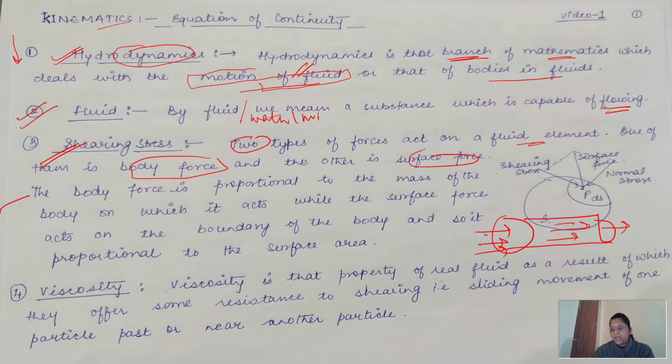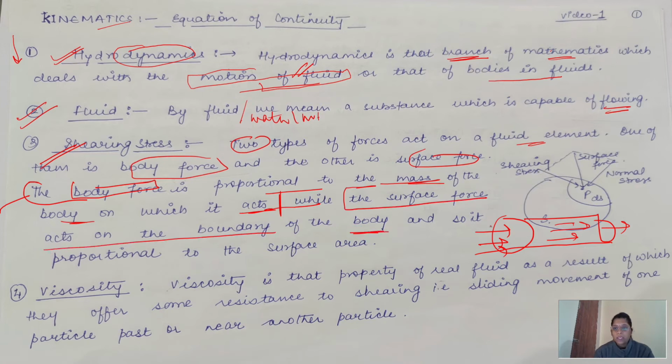It is like this: this is a pipe and water is flowing from one direction to the other. So what is body force? The body force is proportional to the mass of the body on which it acts, while the surface force acts on the boundary of the body, so it is proportional to the surface area.